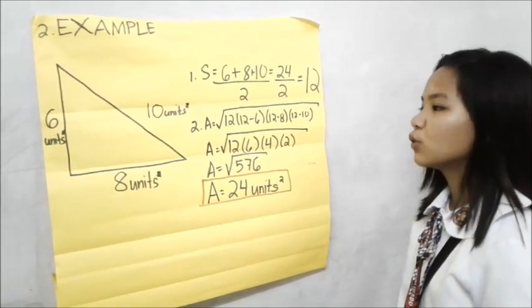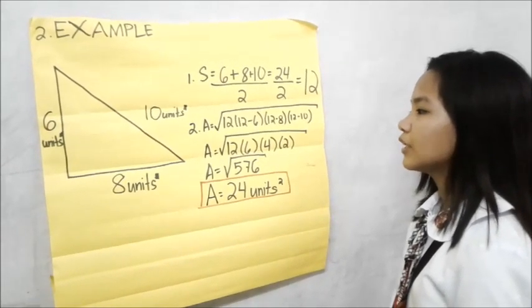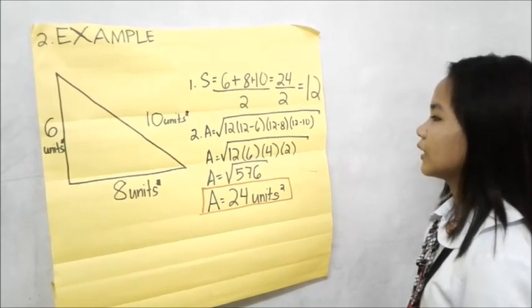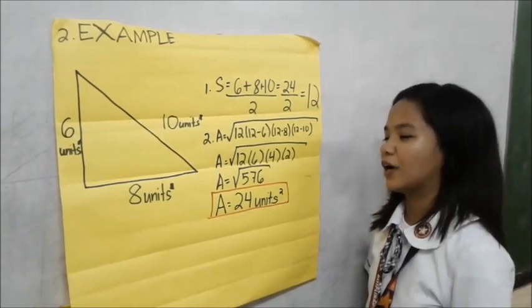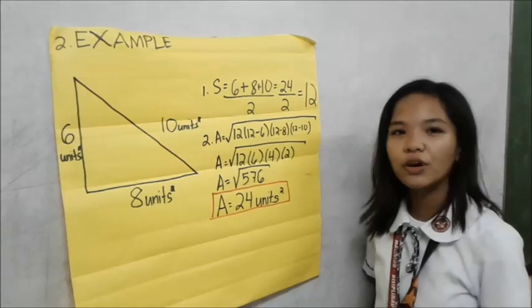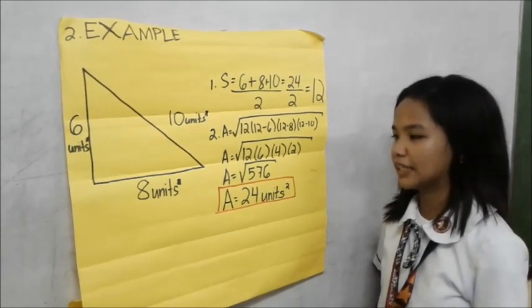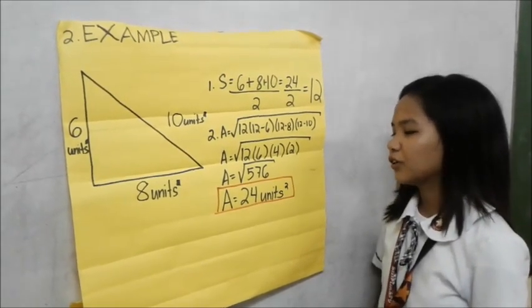In step number 2, A is equal to the square root of 12 multiplied by 12 minus 6, multiplied by 12 minus 8, and multiplied by 12 minus 10. A is equal to the square root of 12 multiplied by 6 multiplied by 4 and multiplied by 2. The answer is A is equal to the square root of 576. The square root of 576 is 24 square units.